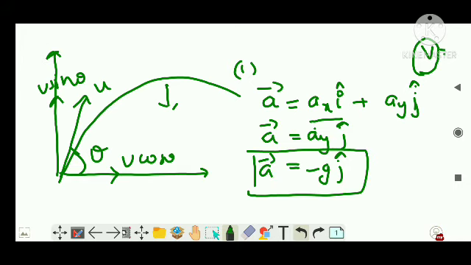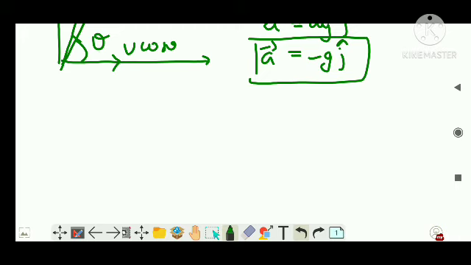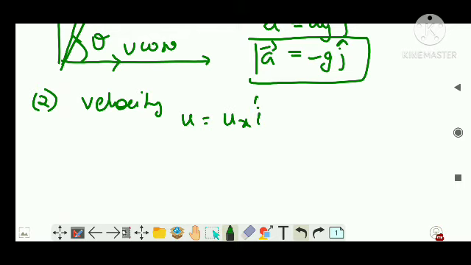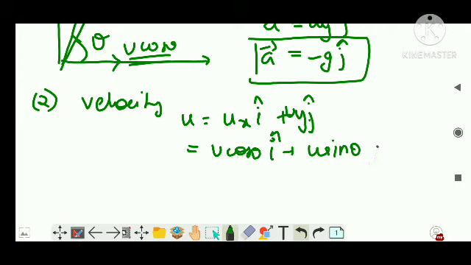Clear? Now similarly, let's talk about velocity. Let's take that as the second point, that is velocity. Now what is velocity? Net velocity is the sum of its x component plus its y component, right? So ux i cap plus uy j cap. And what is ux? That is horizontal, that is u cos theta i cap plus uy is u sin theta j cap, right?